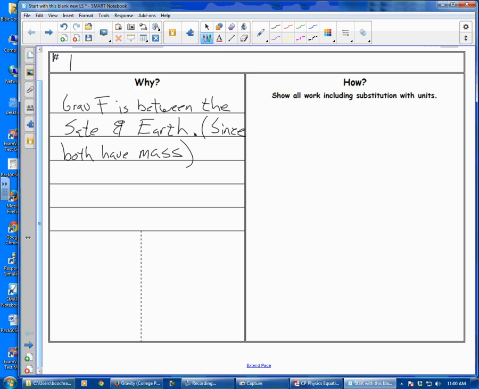What else controls how much force besides them having mass? The distance their centers are apart, right? So, let's say that: the distance their centers are apart contributes to the size of the force.